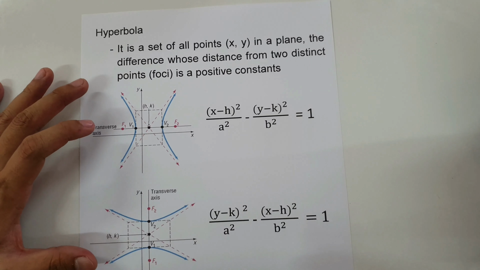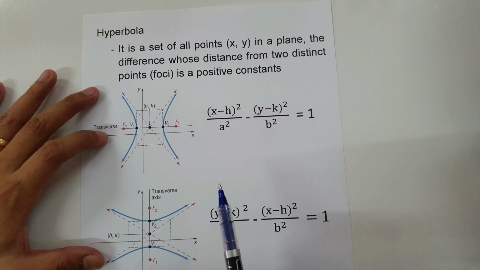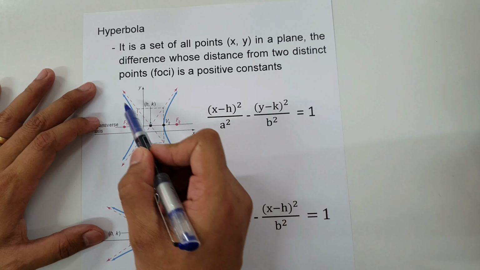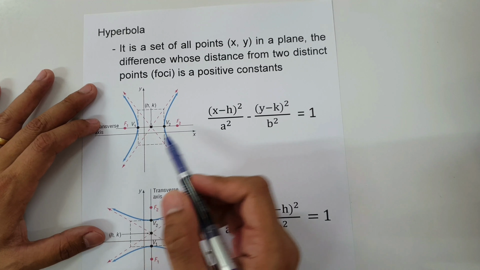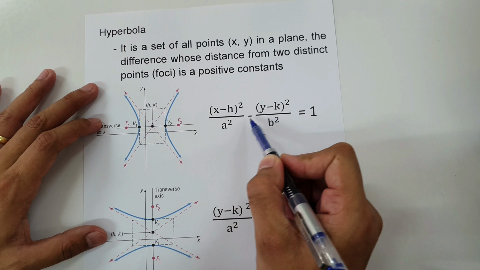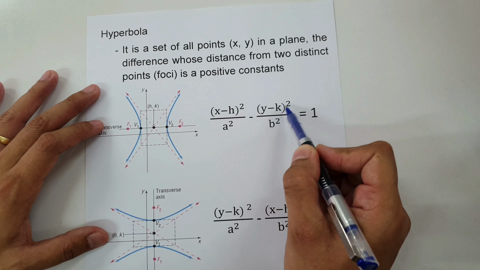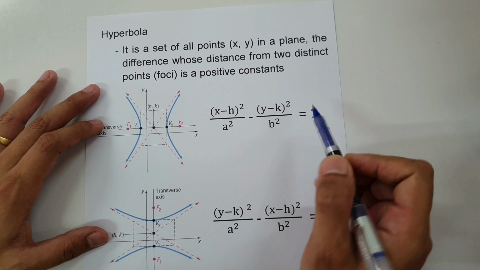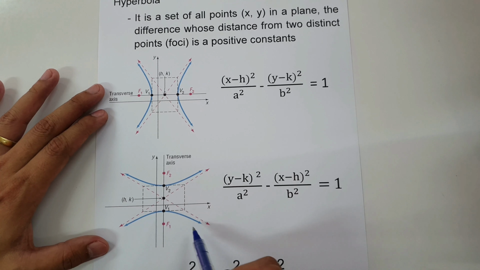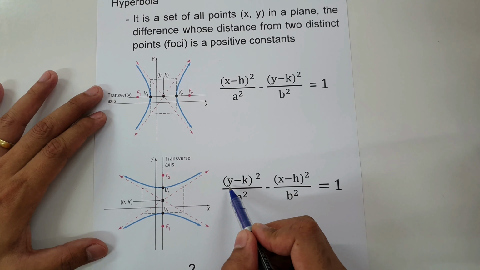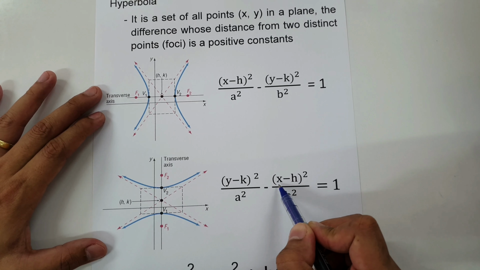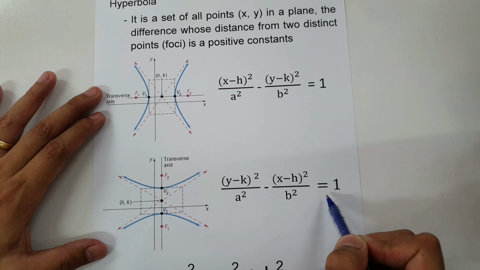As you can see, we have two different equations for a hyperbola. If our hyperbola opens to the right and to the left, we use the formula (x minus h) squared over a squared minus (y minus k) squared over b squared equals 1. And if it opens upward and downward, we use (y minus k) squared over a squared minus (x minus h) squared over b squared equals 1.